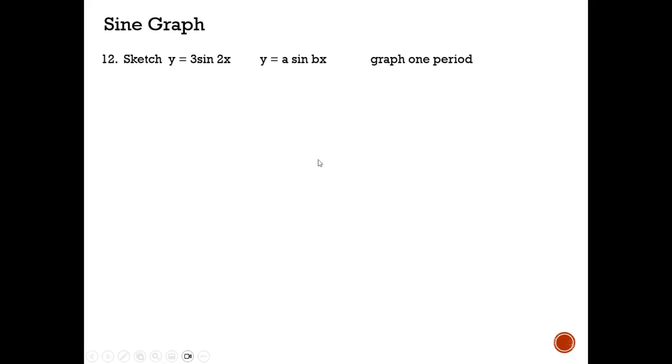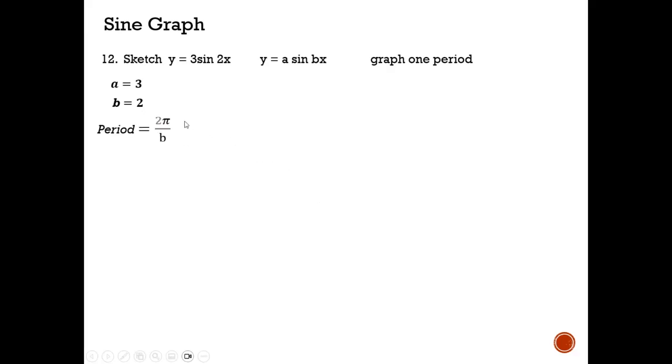Also pay attention to directions. If you need to graph more than one period, you just extend out the one period that we're going to get. Okay, so for this one, what is our a value? The number in front of sine is a, which is the 3 for this example. The number in front of x is the b, and in this example is 2.